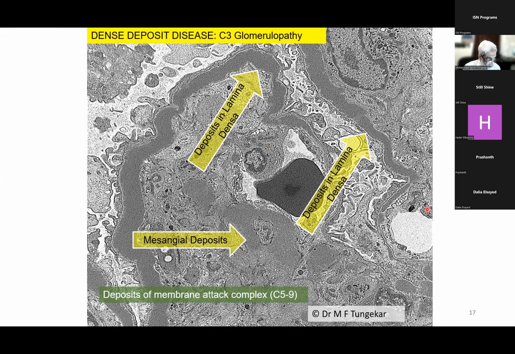Sorry, I'm missing my point. And then here, lamina densa is normal. And these dense deposits are, in fact, deposits of membrane attack complex C5 to 9. And the condition has resulted from abnormal regulation of alternative complement pathways. You get some mesangial deposits as well.